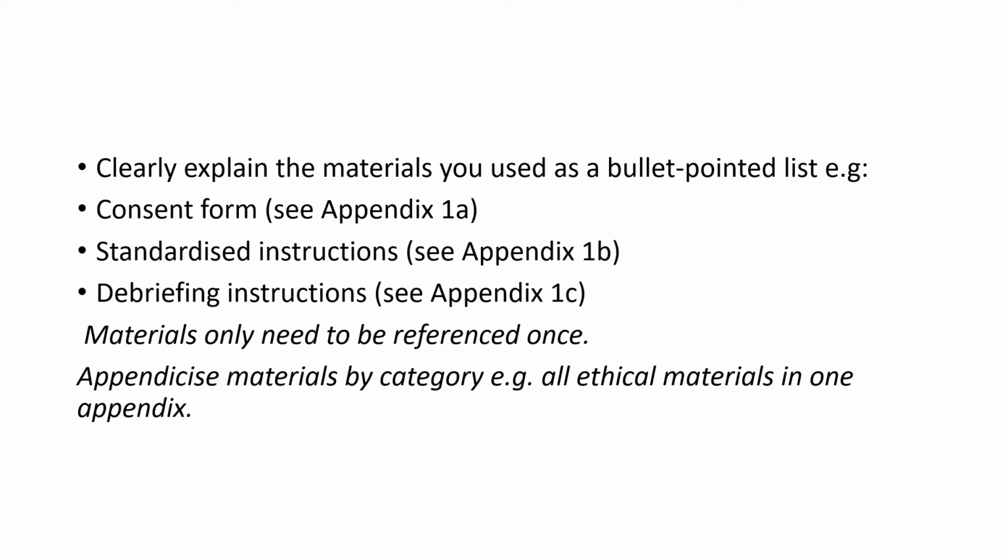You only need to reference your materials to appendix once, and you should appendicize the materials by category. So, for example, you might want all the ethical materials in one appendix, all the procedural materials in another, anything superfluous in another appendix, such as calculations, raw data, that you use after. So you don't just put materials in the appendix that you use during the experiment. You also have to have materials in the appendix that help you to analyze your data as well.